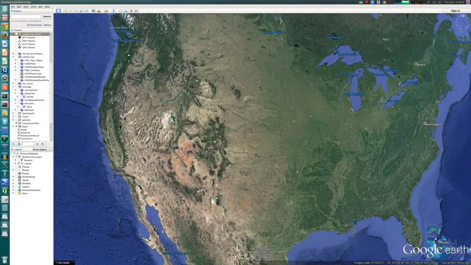The first thing we're going to look at are drainage patterns. These are the patterns that streams make on the landscape, and they can tell you a great deal about the geology and terrain of a region.